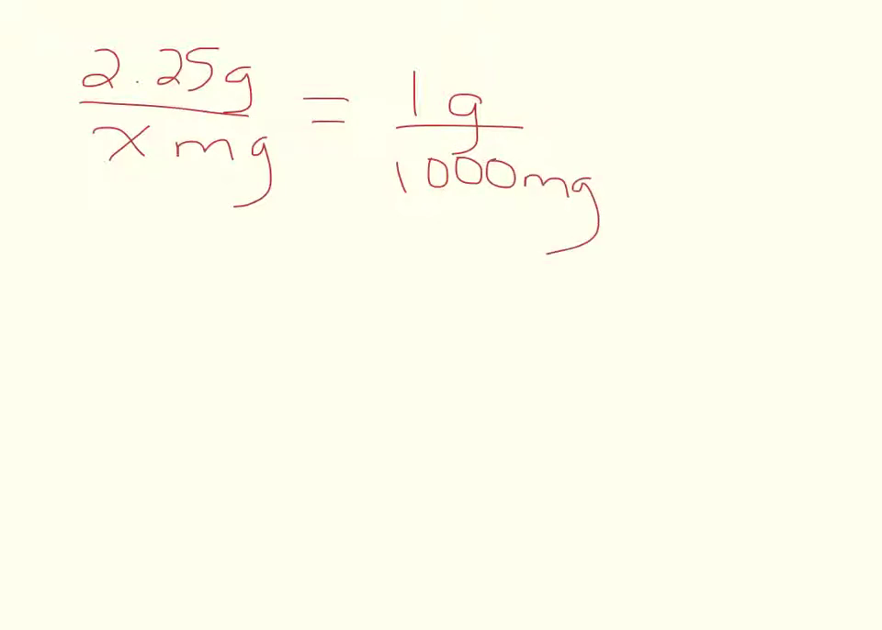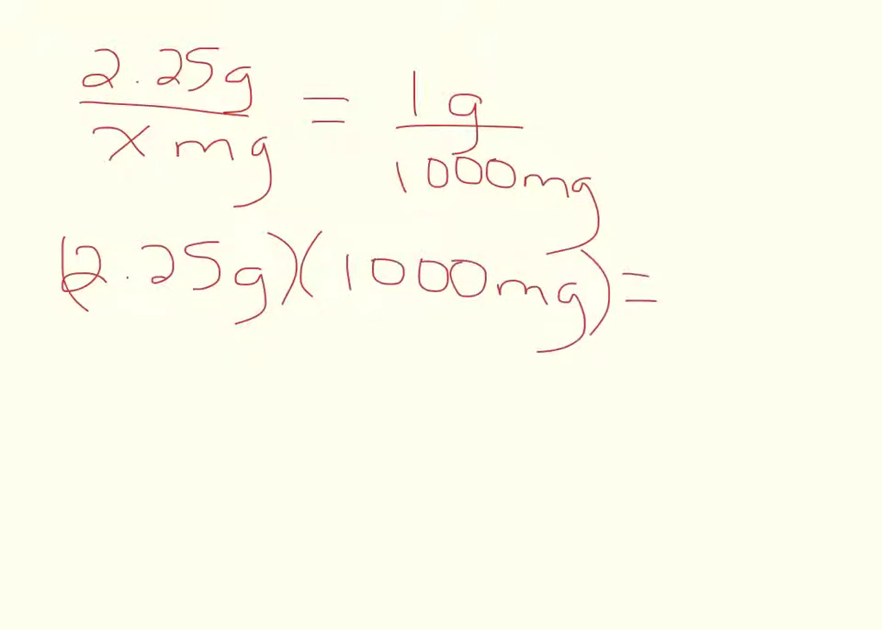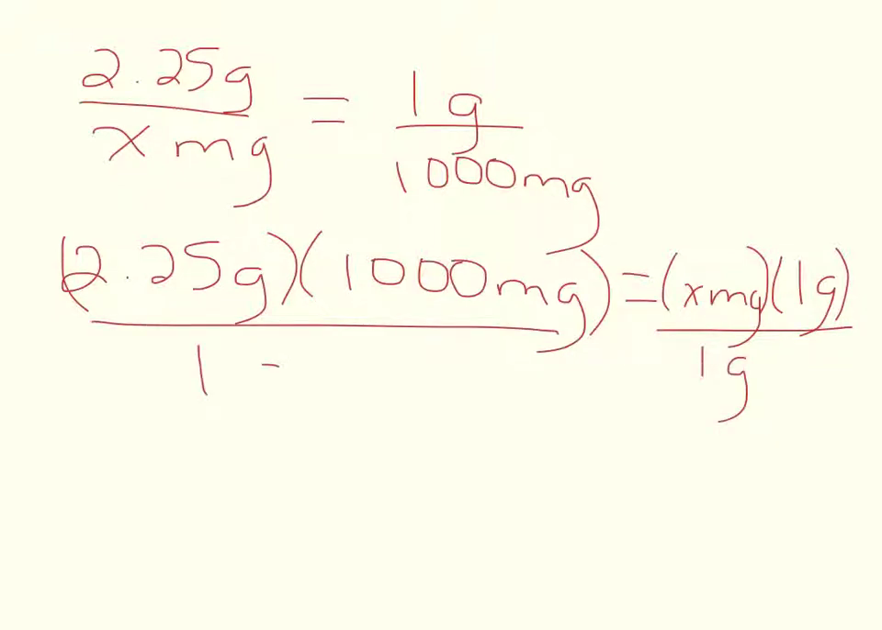Okay? So essentially we can do a cross multiplication here, and then we get 2.25 grams multiplied by 1,000 milligrams is equal to X milligrams multiplied by 1 gram. So the idea here again is we want the X milligrams all on one side, so we're going to divide our right side of our equation by 1 gram, and we're also going to divide the other side by 1 gram. So those will cancel out, and the milligrams will then be on their own.